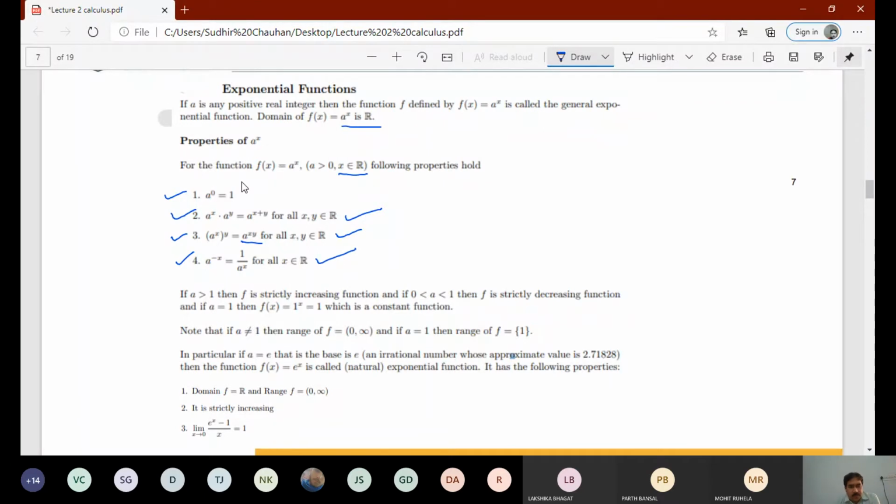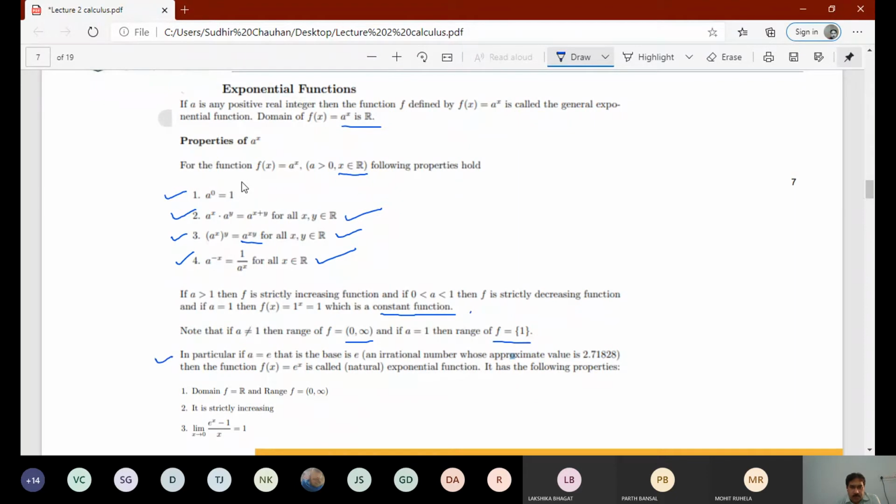Further, if a is greater than 1, then f is a strictly increasing function, and if a lies between 0 and 1, then it is a strictly decreasing function. And if a is 1, then f(x) is 1 raised to power x, which is 1, a constant function. Now if a is not equal to 1, then the range of this function is 0 to infinity, and if a is equal to 1, then the range of this function is 1 only.